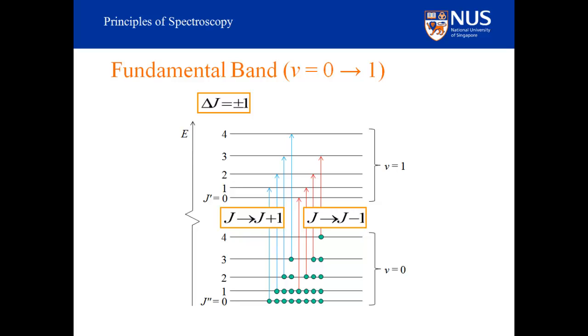When J has increased by 1, we identify these transitions as R-branch transitions. Notice that all of these transitions where J has increased will be at a frequency that is larger than the fundamental frequency. The fundamental frequency can be identified in the hypothetical transition in which J doesn't change. When J has decreased by 1, we identify these transitions as P-branch transitions. Notice that all these transitions where J has decreased will be at a frequency that is smaller than the fundamental frequency.